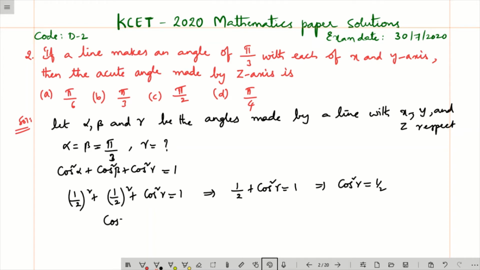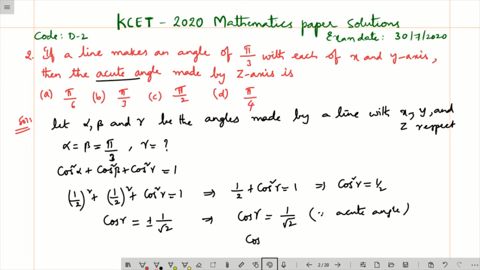So we get cos gamma equal to plus or minus 1 by root 2. Since the question asks about the acute angle, we consider the positive: cos gamma equals plus 1 by root 2. Since it is an acute angle, cos gamma equals cos pi by 4, which implies that gamma is equal to pi by 4. So we can go with option D. We'll see the next question.